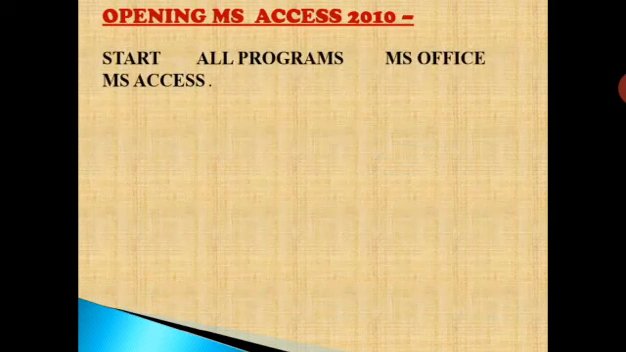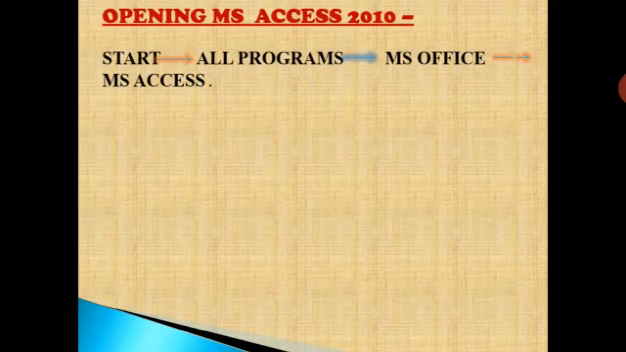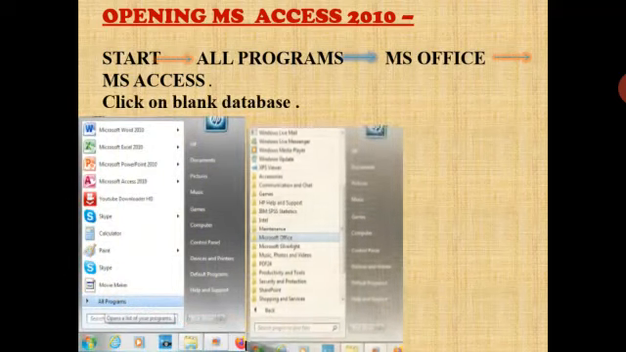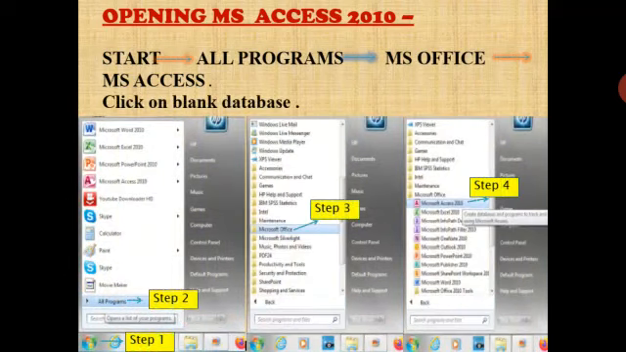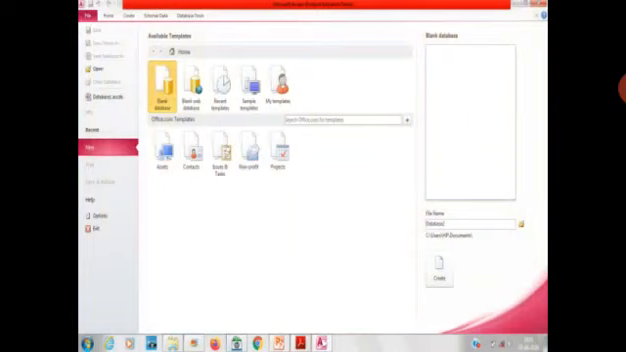Now in the next, how we can open or invoke MS Access. First we click on the start button, then all programs, then MS Office and at last MS Access. Then click on the blank database option. Here in the image you are able to see all 4 steps. When we click on Microsoft Access, we get the MS Access window. This is your MS Access window where you are able to see many options like blank database, blank web database, recent templates and so on. Here we will click on the blank database option.